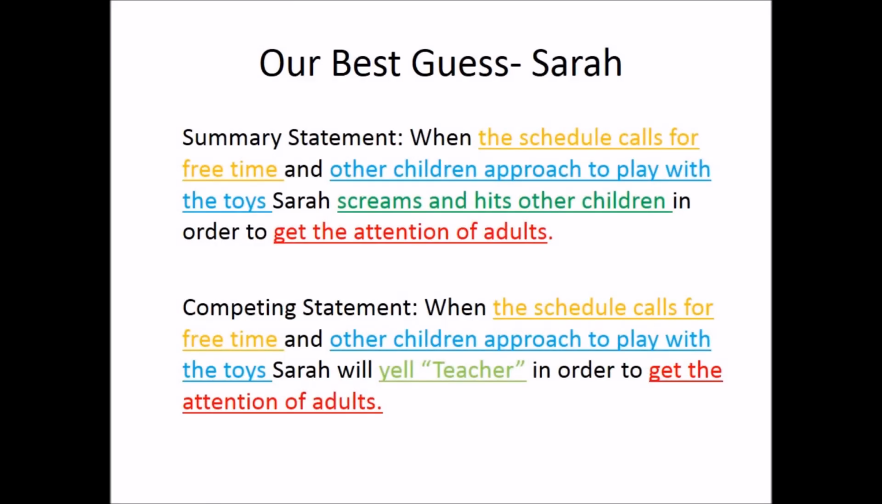Here is our best guess for Sarah. Don't forget that the child will probably not adopt the replacement behavior immediately and or without instruction. And we will need to manipulate some of the antecedents in order to make the replacement behavior more likely. Sarah may very well need lots of non-contingent reinforcement.